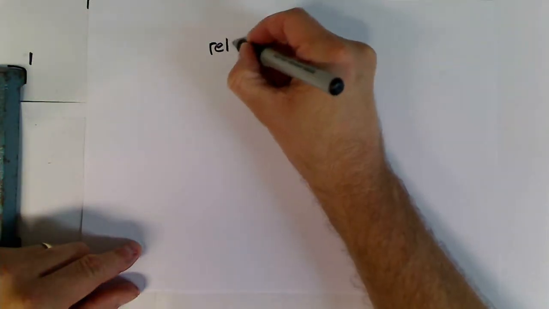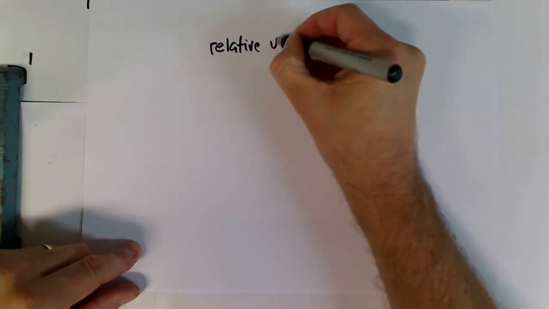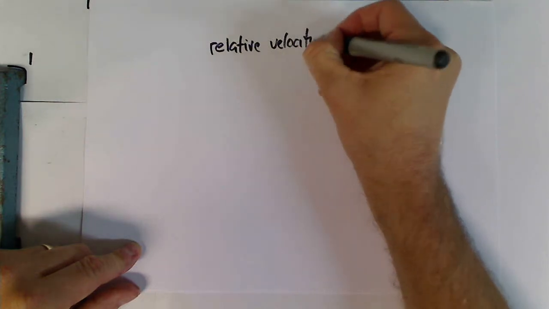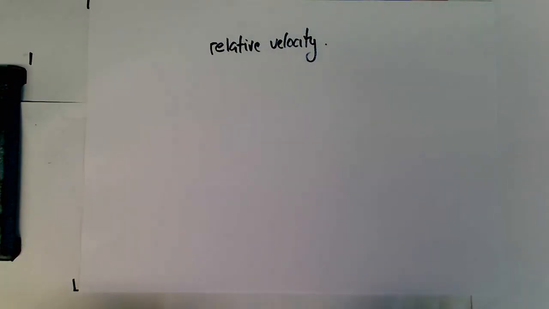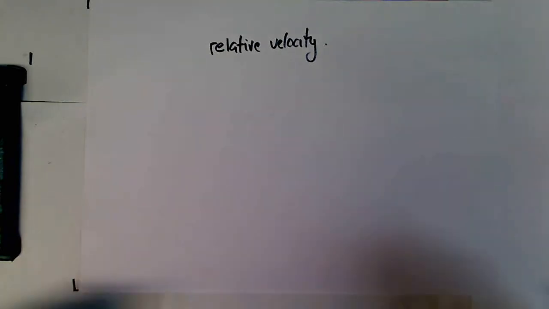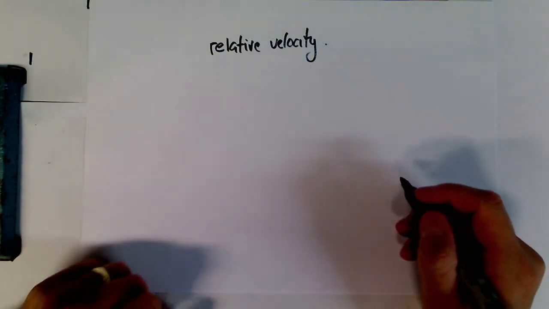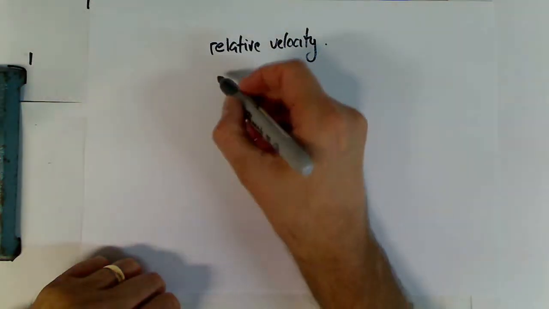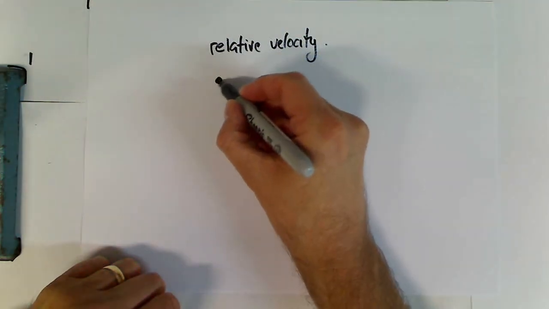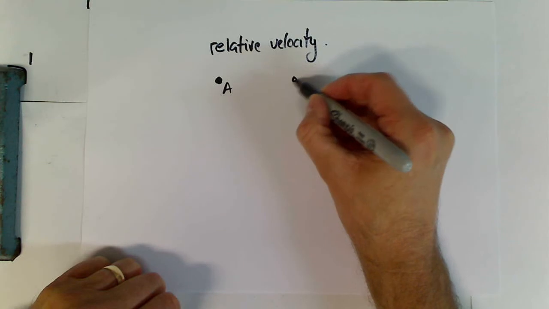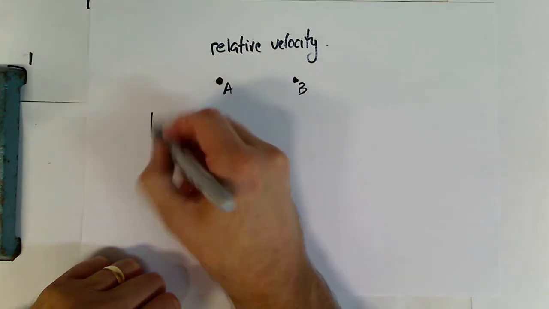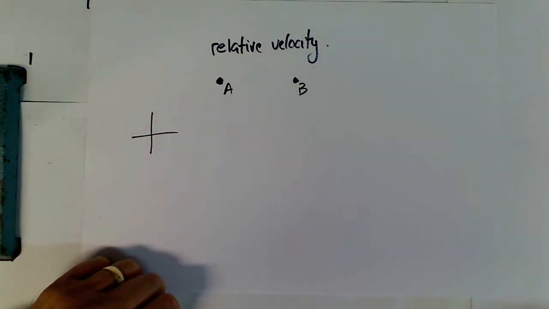Okay, we're looking at relative velocity. So, what are we talking about when we talk about relative velocity? What I want to do first is give you a simple way of looking at this. Let's have a few different objects here. Let's call this object A, let's call this object B, let's call this our reference point.